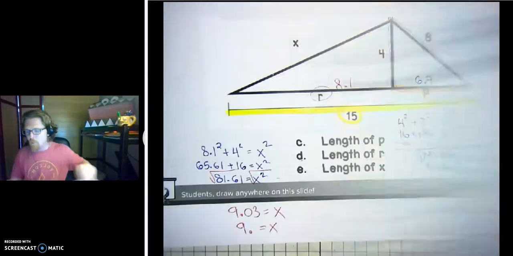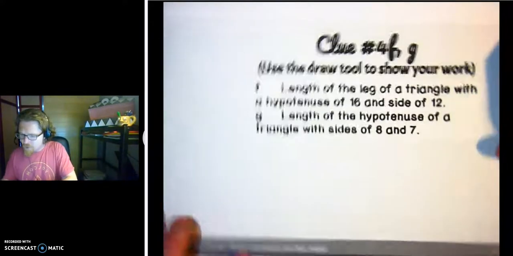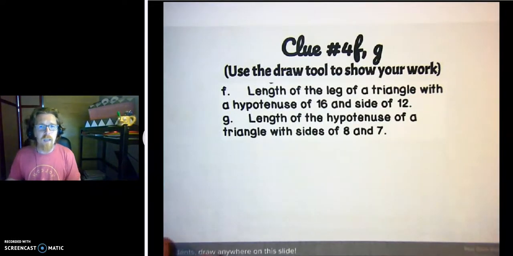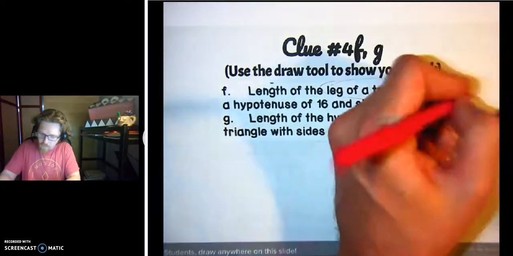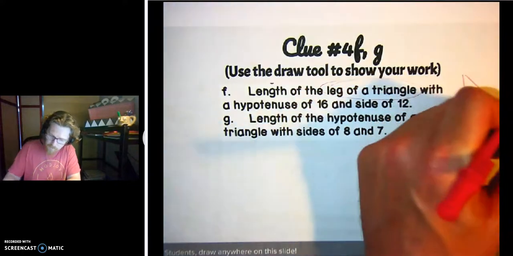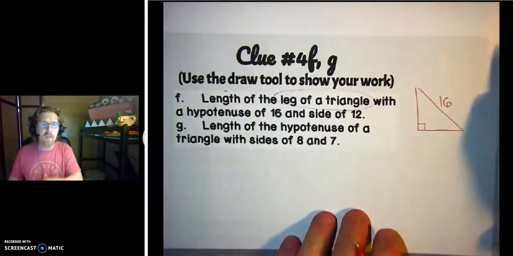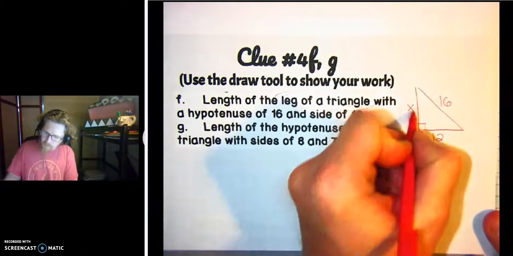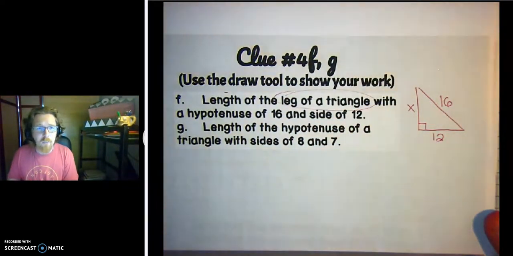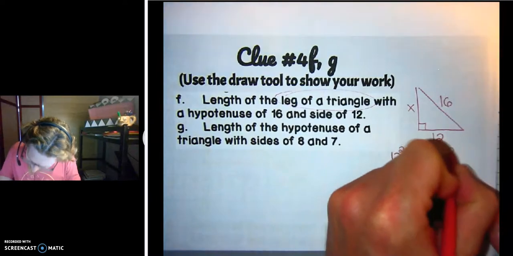So far, we have 2 more problems to think about. Let's take a look at F and G. So this F describes the length of the leg of a triangle with a hypotenuse of 16 and a side of 12. So the leg of a triangle, so let's go ahead and draw that right triangle. It says the hypotenuse of 16. Well, the hypotenuse is always the side across from the right angle, and a side of 12. So let's say this side is 12. This is the length that we want. Let's set up another Pythagorean theorem. 12 squared plus x squared equals 16 squared.